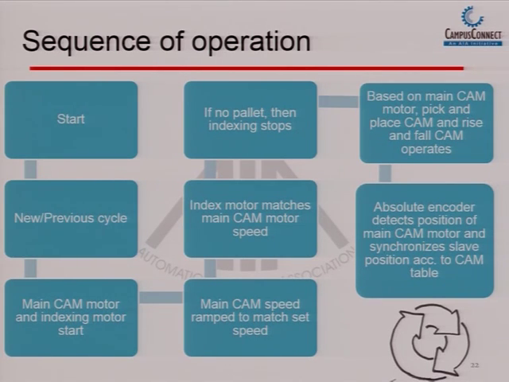So the pick and place motor and the rise and fall cam start operating, and you have an encoder which detects the position of the cam at one point of time. It feeds it back to the master, so everything is synchronized, and then it starts happening. Okay, any questions still here? There will be a lot of questions. I'll give you my contact for that.